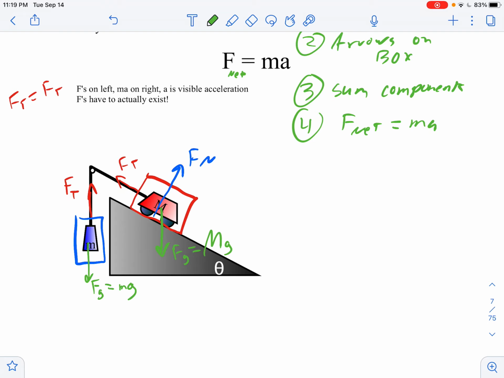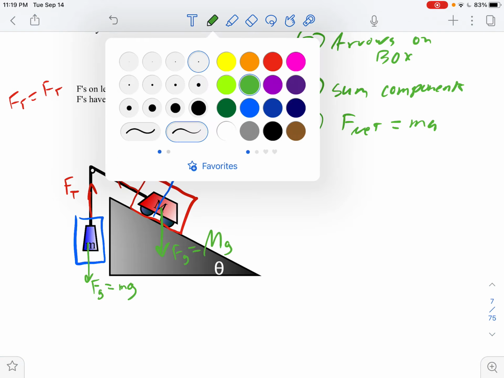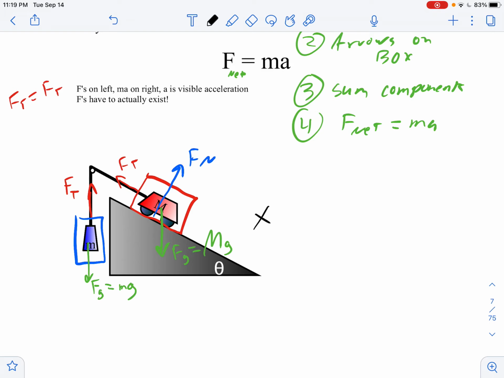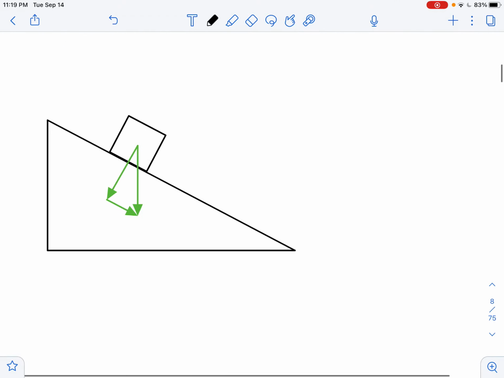We can take that weight vector for the red mass and break it up into components that are along the direction of the ramp and perpendicular to it. In other words, we're just playing around here with shifting our coordinate axes. So we'll call this X and we'll call this Y. Now, just so you can see it one last time, I made a little diagram down here to make it a little easier to see what's going on.